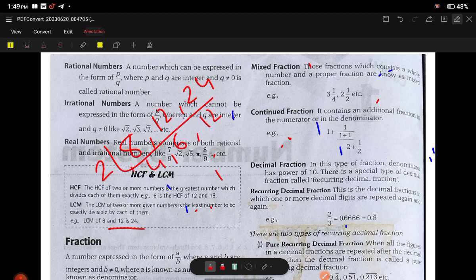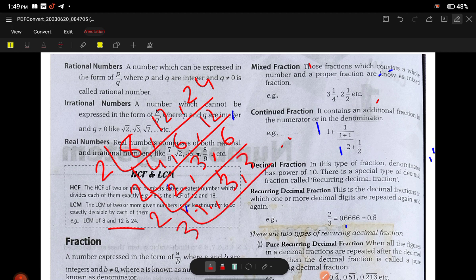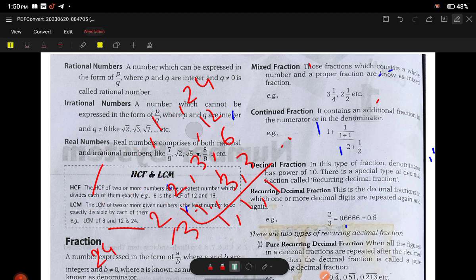All right, so 2 twos are 4, 2 threes are 6, and 2 sixes are 12. Again 2 ones are 2, 3 will be as it is, 2 threes are 6. Again you start with 3: 3 ones are 1. Okay, so the product of all these is the LCM: 2 times 2 times 2 is 8, 8 times 3 is 24. So 24 will be the LCM in this case. This is called prime factorization because we are using prime numbers. 2 is prime, 3 is prime, and factors. That is why this process is called the prime factorization process.